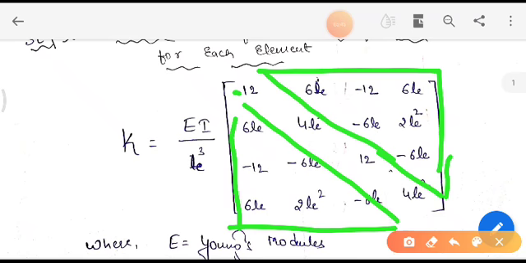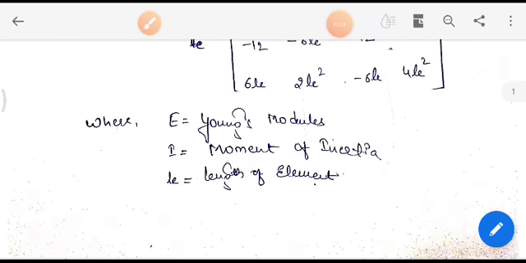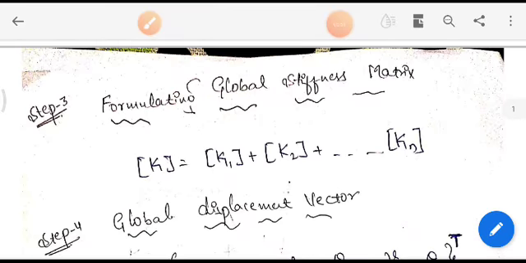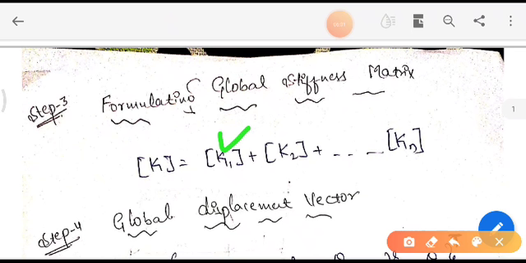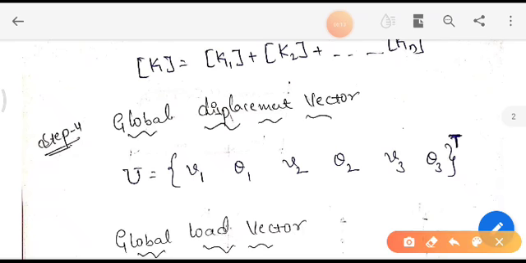Same, we have lower diagonal elements. Once you determine the stiffness matrix for each element, the next step is to formulate the global stiffness matrix, where we add the stiffness matrix of each element. Once we do, we will get the global stiffness matrix. After that, we need to define the global displacement vector.